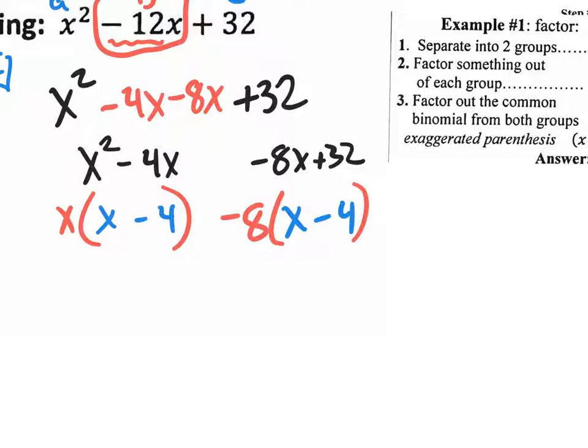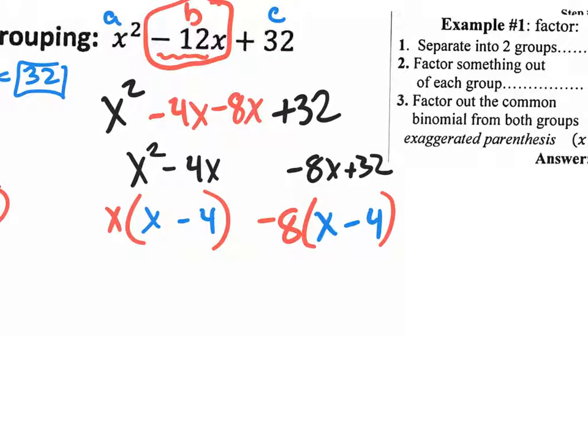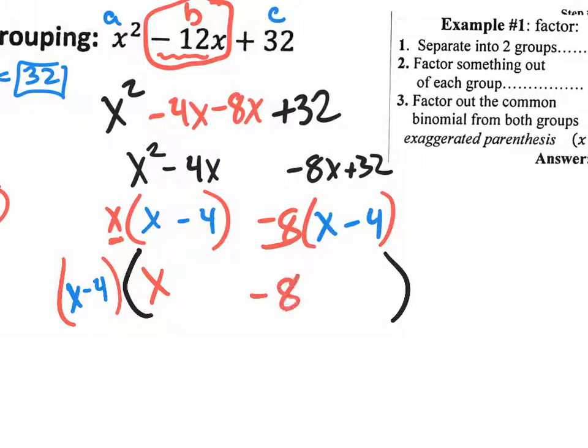And this is your final step where you factor out the common binomial with exaggerated parentheses. Okay, so let's do some exaggerated parentheses right here. Let's pull out that common binomial of x minus 4. And what do we have left? This x is left. There it is. The minus 8 is left. There it is. That's your answer. Just write it with the correct size parentheses.